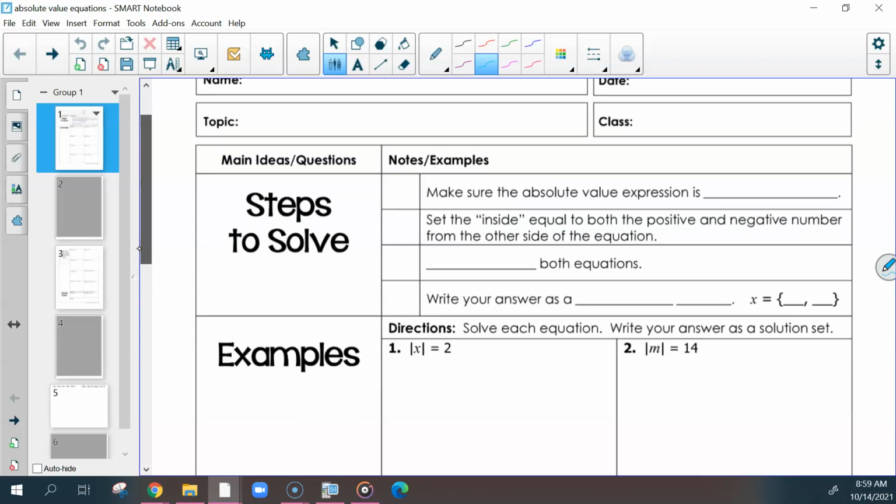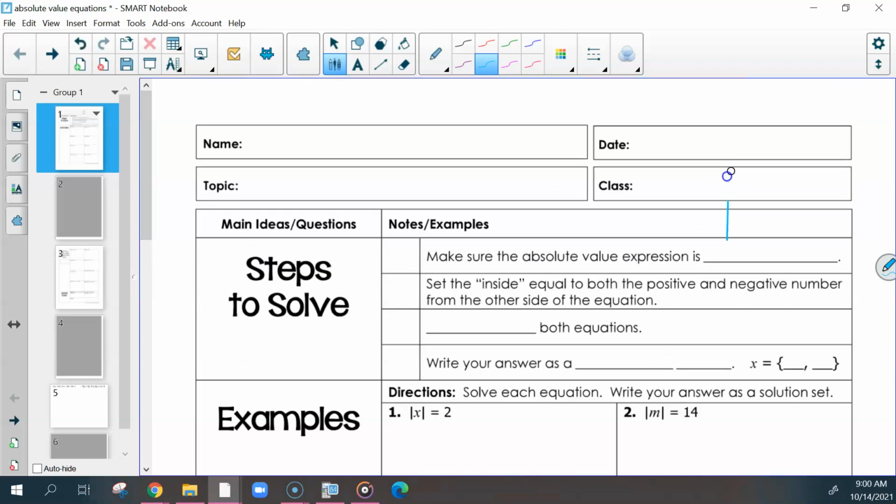So when we do this, there's a couple steps we need to follow. First, we need to make sure the absolute value expression is isolated. What does that word mean? Alone by itself. So kind of like when we solve equations, we try to get the variable isolated by itself. We're doing the same thing with the absolute value expression.